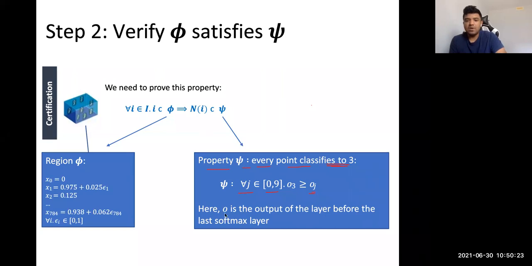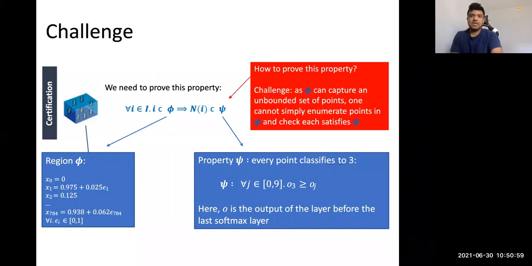So O here is the output layer, just before the last softmax. And again, we want the probability of it being 3 higher than it being any other number. So we want every point around in our zone, in our cube, to classify as 3. This will stop adversary attacks. So for people to attack our system, we're trying to make it more robust. I hope that makes some sense.